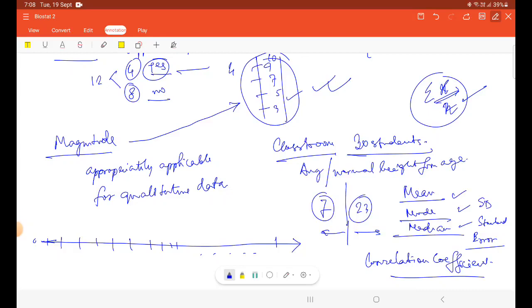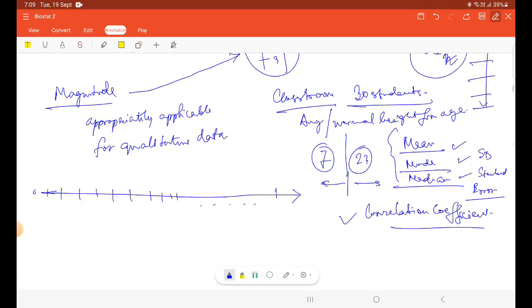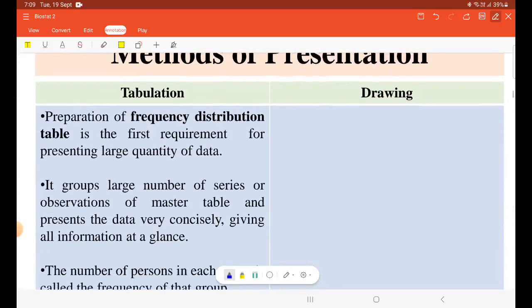Qualitative data you can only categorize, but you do not have individual values. You can put them in different categories. That is why individual values are not measurable. In quantitative data, individual values can be expressed in numbers because individual measurements are taken. So we can scale them in an ordinal scale, interval scale. We can have the mean, mode, median, standard deviation, standard error, correlation coefficient measured from the quantitative data, but in qualitative data we cannot measure these things.